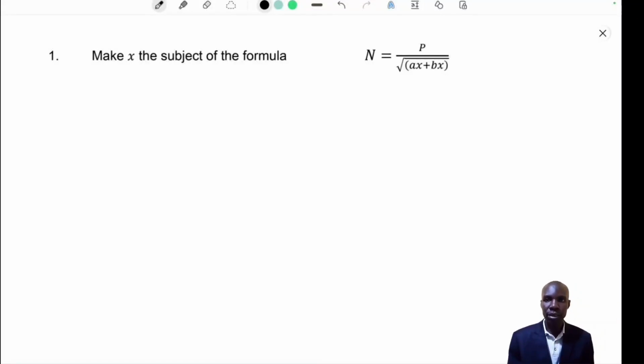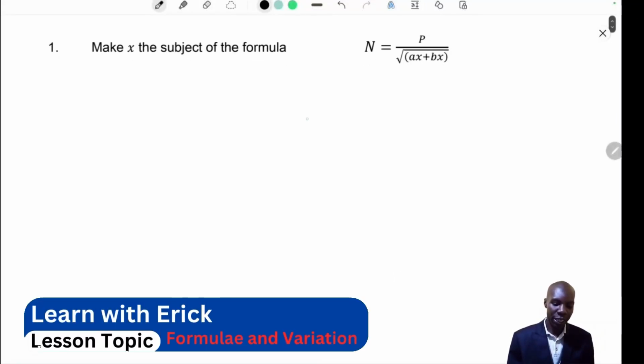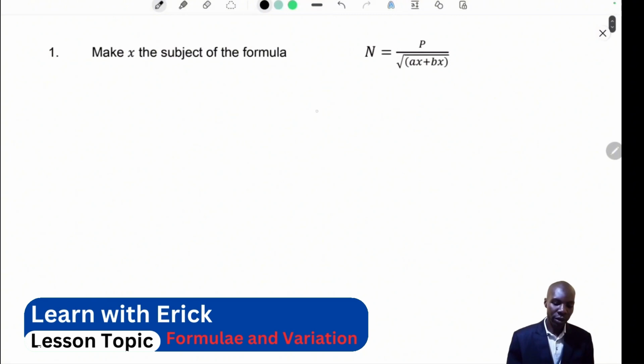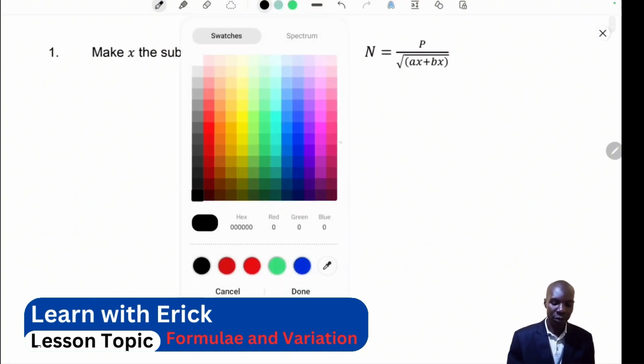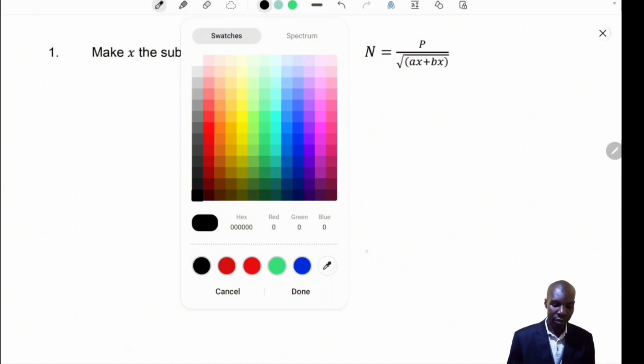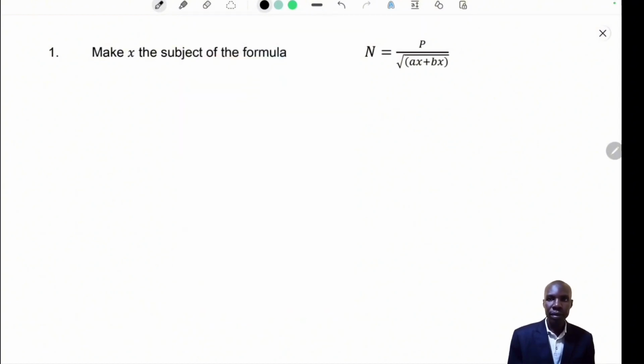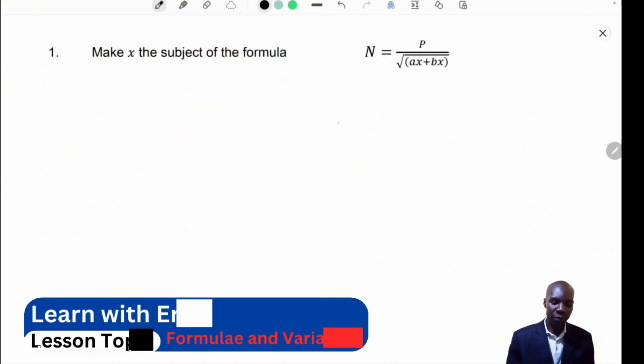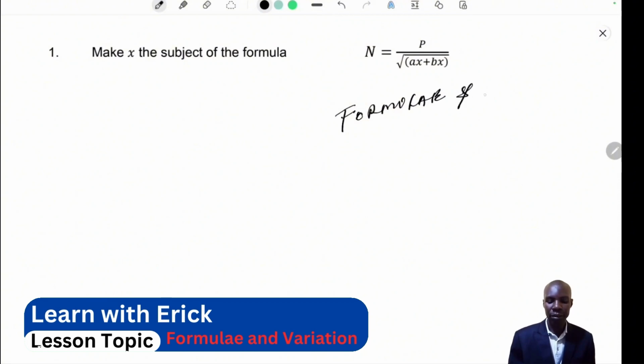So we want to look at the topic called formula and variation. Let us look at the topic called formula, formulae, and variation.